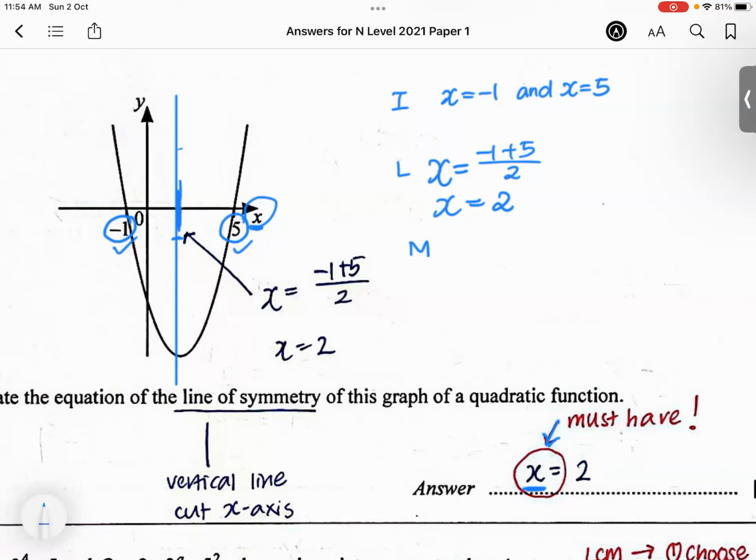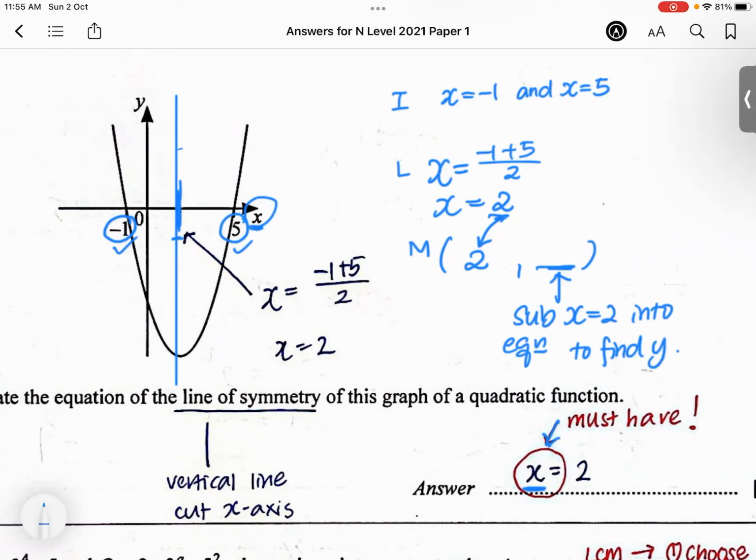Extending this concept a little bit, how do we find the y value of the maximum or the minimum point? For this case, when we have our line of symmetry, the maximum point will pass through x equals 2. So x definitely must be 2. So if they give us the equation over here, how do I find the y value? I substitute x equals 2 into the equation, whatever equation you are given, to find the value for y. So this part of the question you must know how to do. All right, so this question tests us on the concepts I, L, and M. Please remember.